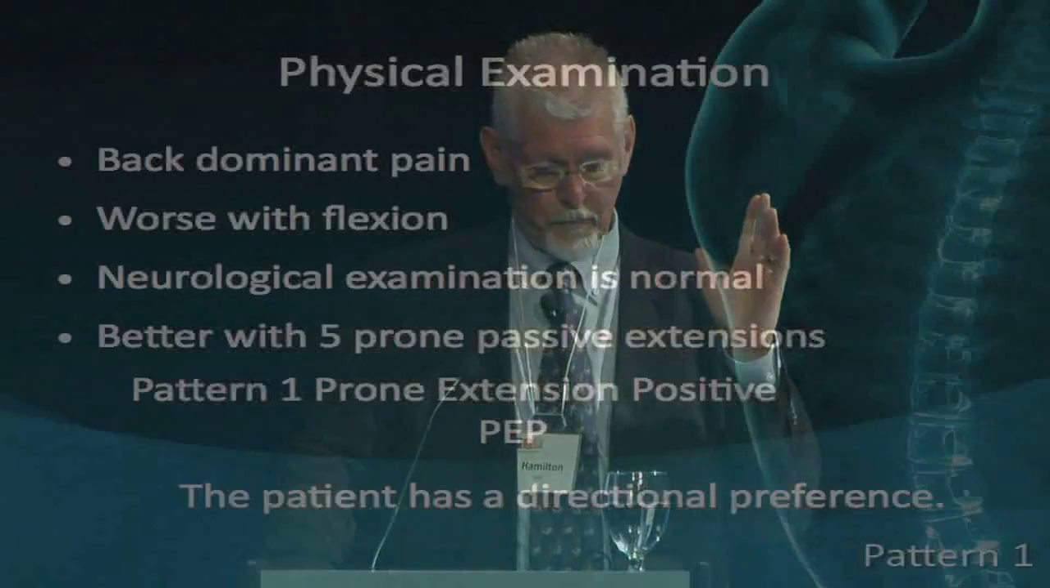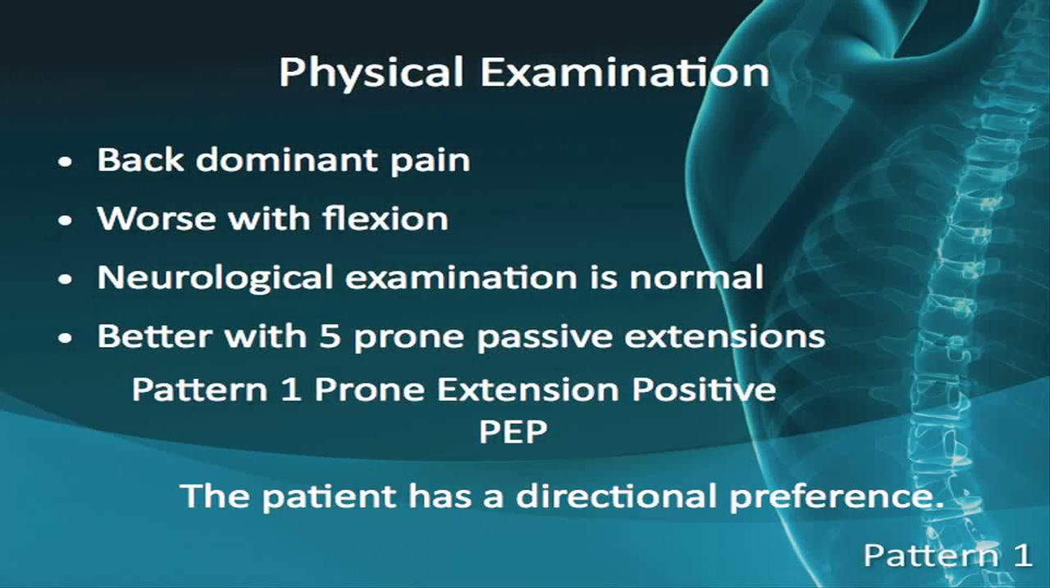You can have a deficit. I ruptured my Achilles tendon and I lost my ankle reflex. So there's a positive finding, but it's unrelated to my back pain. So there will be no correlation if there are any findings. Mostly it's just negative. Now, this breaks into 2 subsets. The first is better with 5 prone passive extensions. We call these people prone extension positive, or PEP patients.